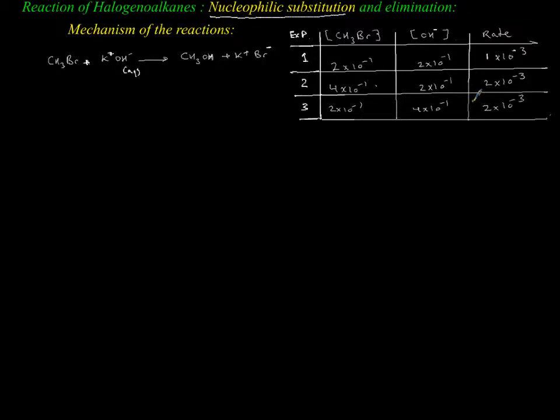Okay, we're ready to talk about haloalkanes, their nucleophilic substitution reaction, and also their mechanism. The first example I chose was bromomethane, which is a primary haloalkane, and I'm adding it to potassium hydroxide dilute. The products are methanol and potassium bromide.